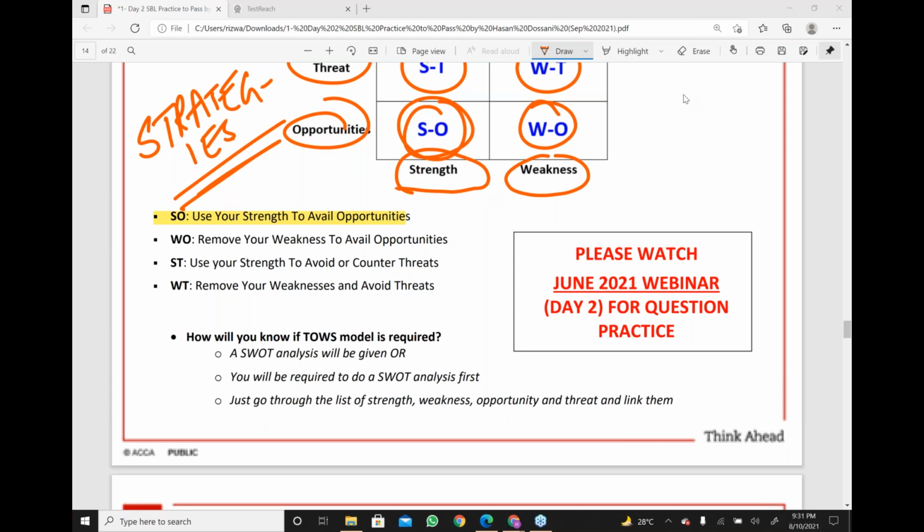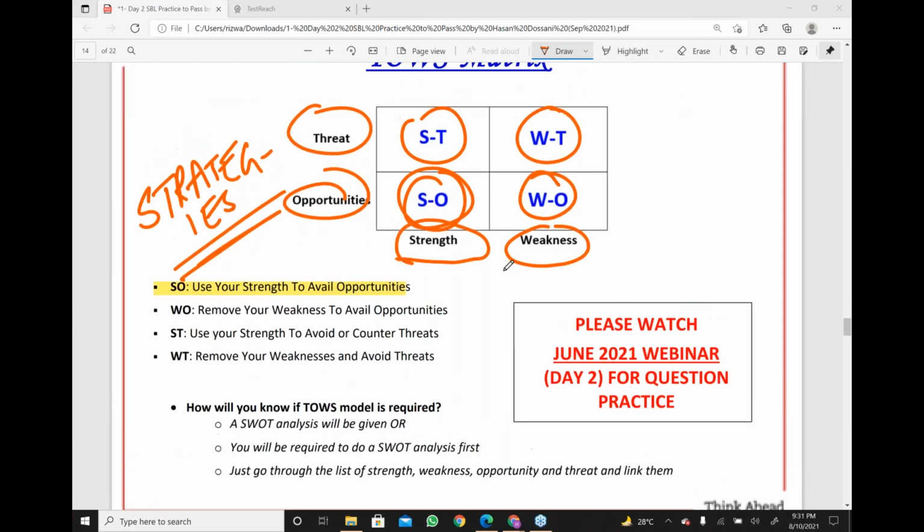Again, this topic has not been tested as yet, and I actually did one question on SWOT and TOWS in my June webinar. So please make sure that you do this topic. You need to watch the June 2021 webinar, day number 2, for SWOT. Okay, SWOT and TOWS. There's a proper question I did on SWOT and TOWS.